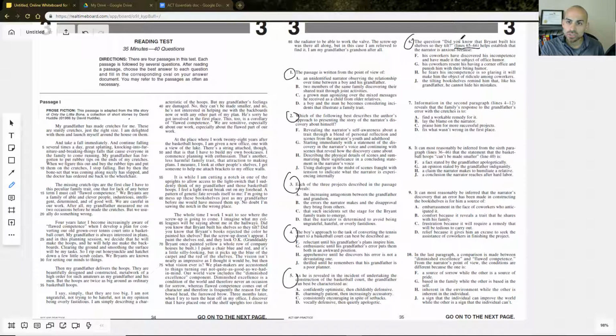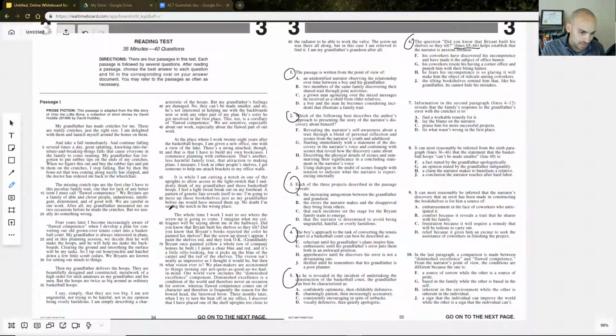The question: "Did you know that Bryant built his shelves so they tilt," line 65 to 66, helps establish that the narrator is anxious because F, his coworkers have discovered his incompetence and have made it the subject of office humor. G, his coworkers resent his having a corner office and punish him with their biting humor. H, he fears his incompetence is so glaring it will make him the object of ridicule among coworkers. J, the tilting bookshelves remind him that, like his grandfather, he cannot hide his mistakes. Well, let's jump to it and see what's up.